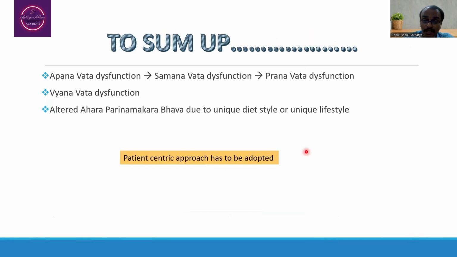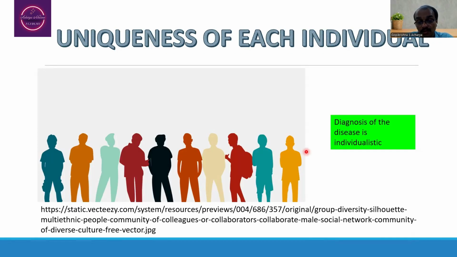So depending upon the type of the ahara sevana, depending upon the nature of the lifestyle, how the person is actually behaving at the particular time period during the food consumption, etc., that is going to decide the functioning of the doshas in the body.